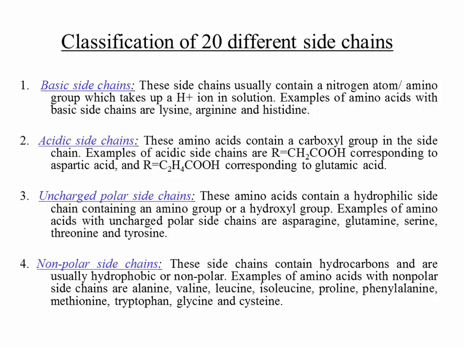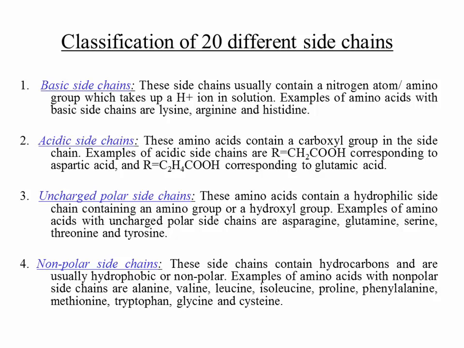Then you have acidic side chains. These amino acids contain a carboxyl group in the side chain. Examples of acidic side chains are aspartic acid and glutamic acid. And here we give you the formula for the side chains. These are important because they are the intermediate amino acids through which nitrogen moves through living organisms, how nitrogen is picked up both by plants and animals. It usually goes through aspartic acid, glutamic acid, and so on.